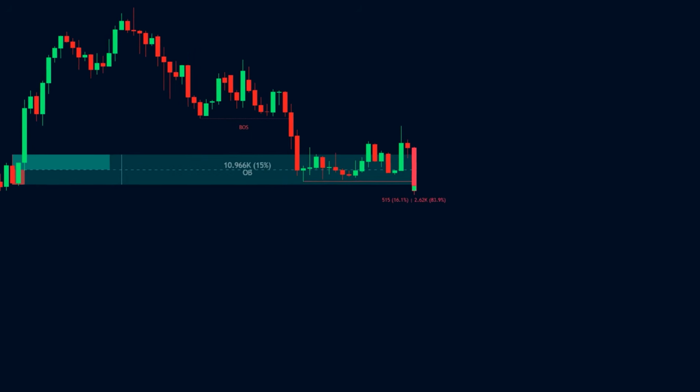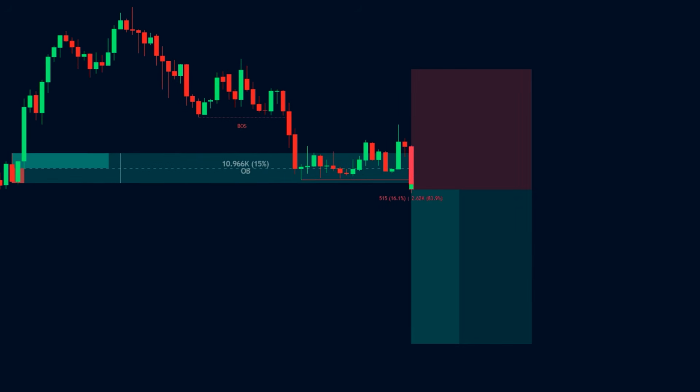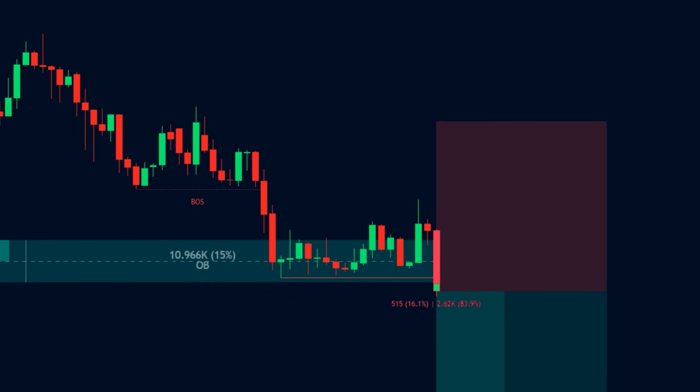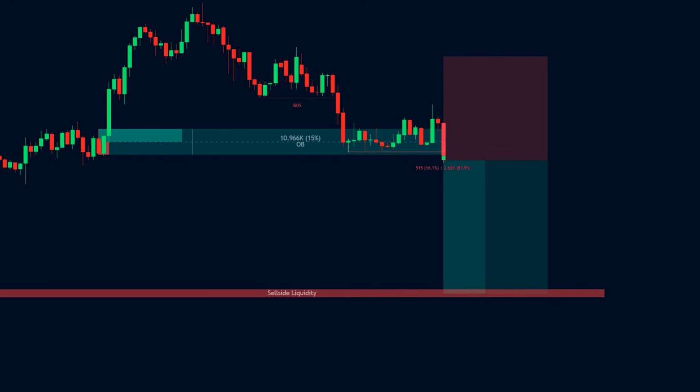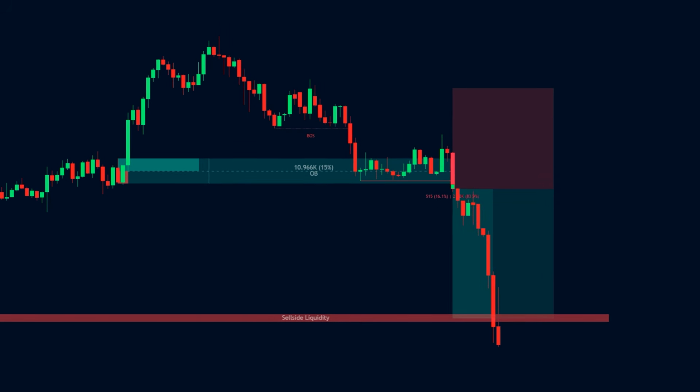The entry occurs as price breaks below the order block support, while the breakout volume delta confirms the strong bearish dominance. The stop loss can then be placed above the recent swing high or above the order block zone to protect the trade in case the breakout fails. Meanwhile, the take profit can be positioned at the next liquidity level below or the next higher time frame support zone. As the market continues to move lower, the trade develops into a clean continuation move.